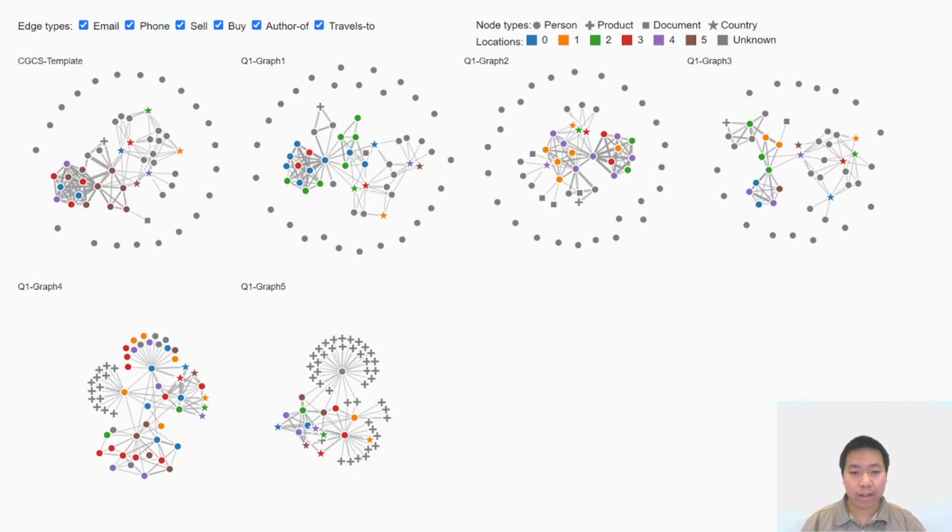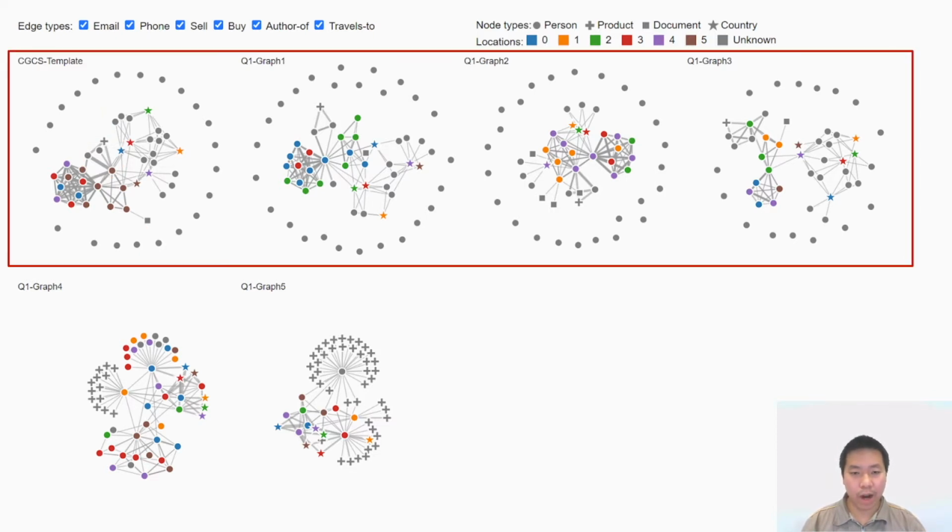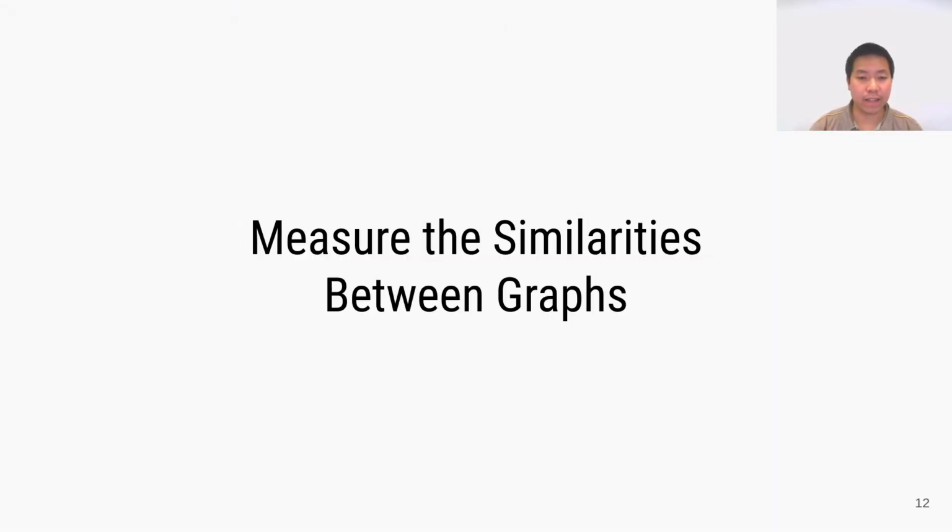Overall, comparing the template with the candidate graphs, graphs 1, 2, and 3 seem to have the same pattern, but it is difficult to tell which one is the most similar to the template graph. My friend Alexis is working on a graphlet approach to figure out which candidate graph is the best match.